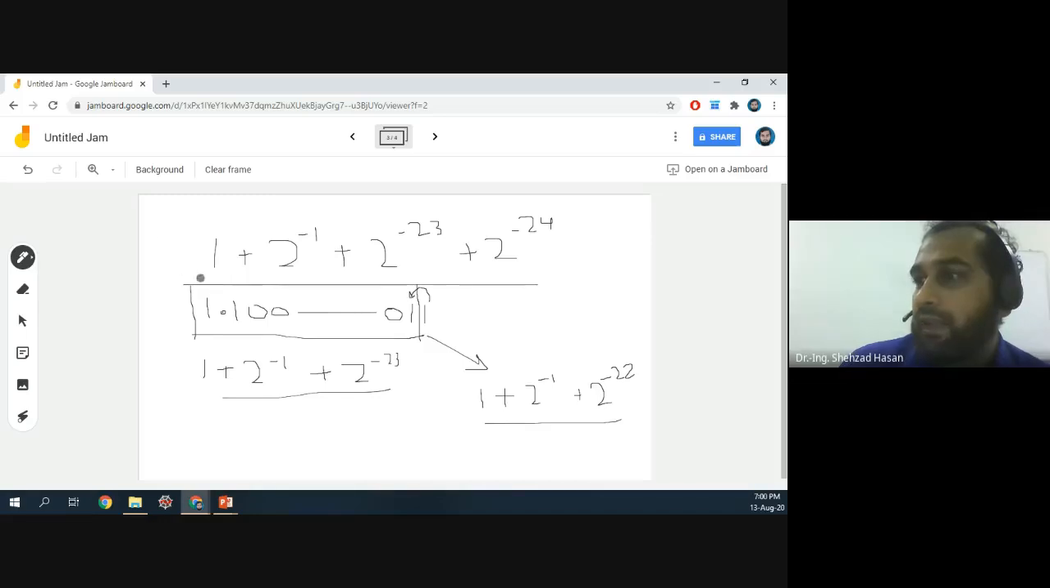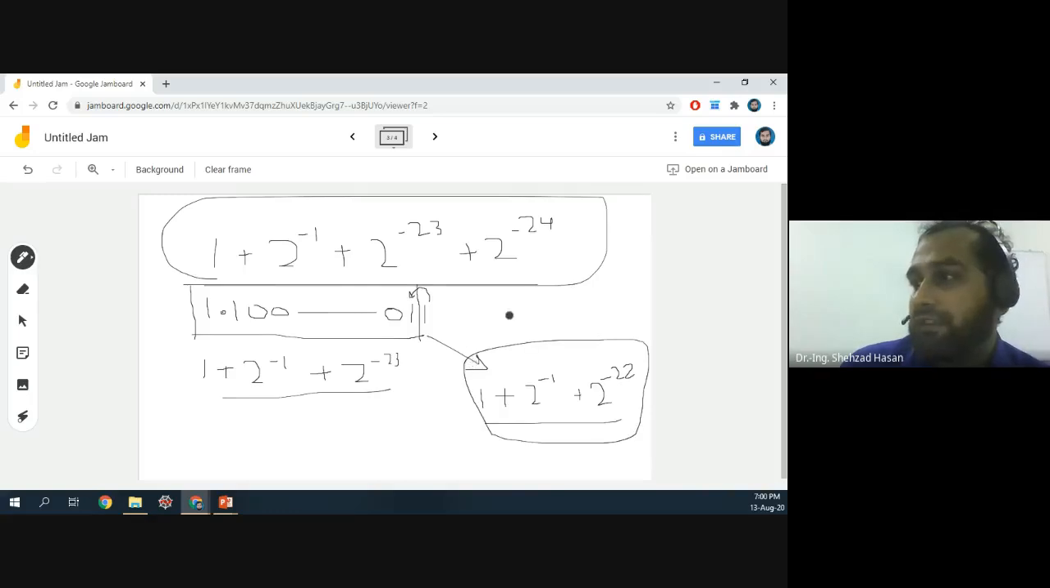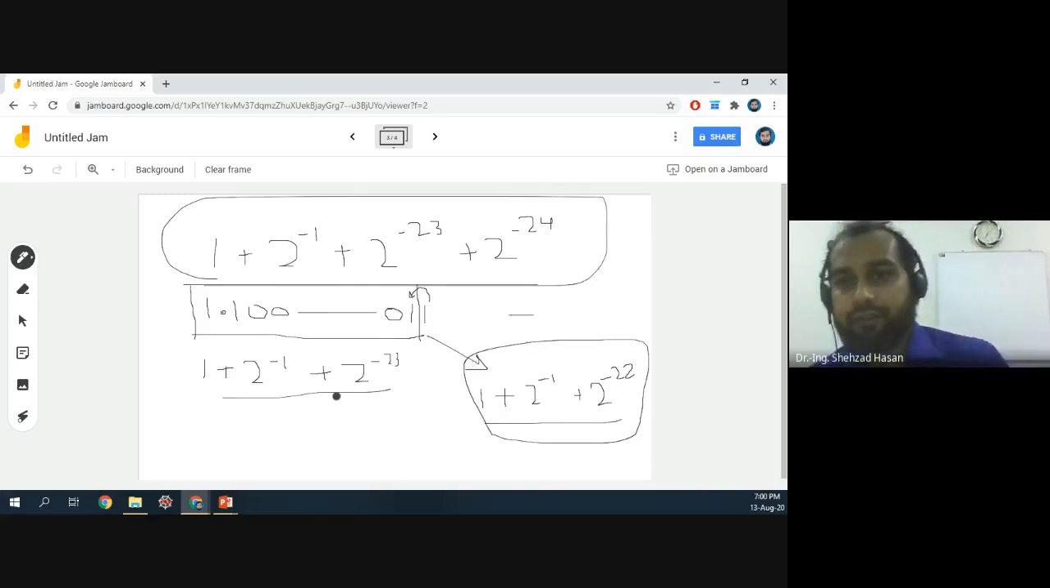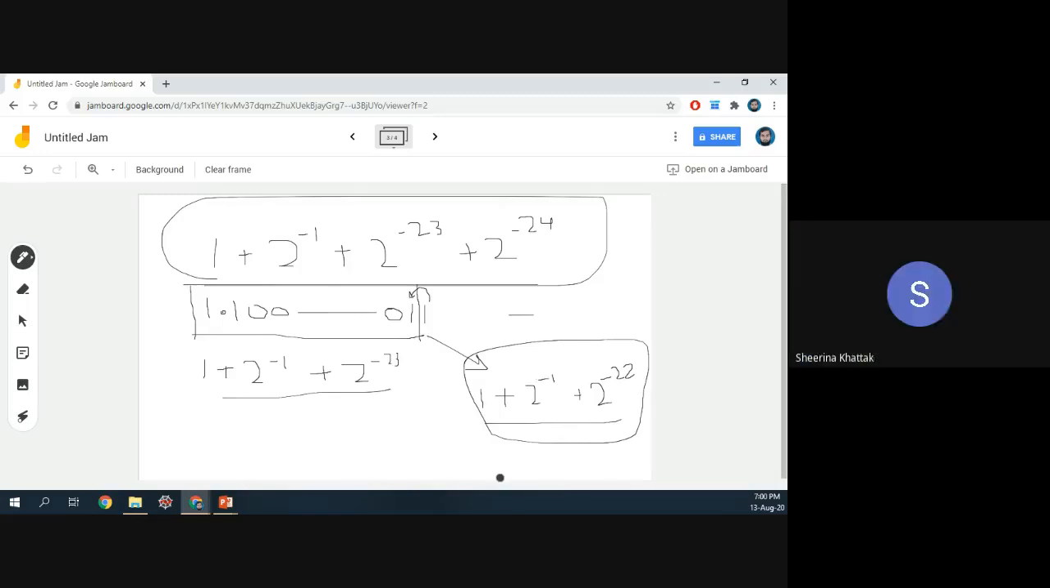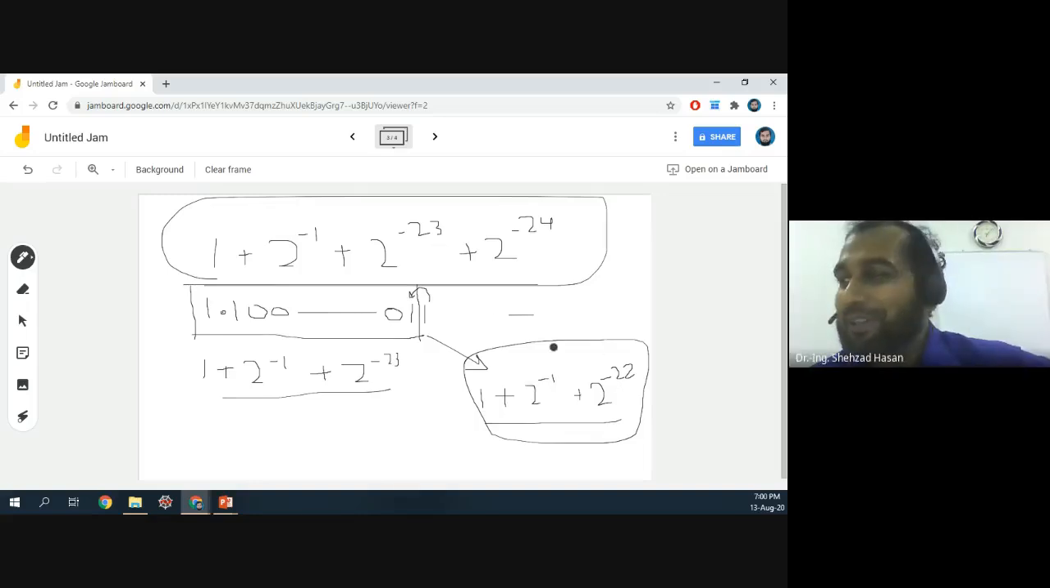So my question is, if we take the error for this and this, what would be the value? If I subtract this and this, the difference, what is the value? 2 raised to the power minus 24 and 22, both of them will be left. If I subtract this, this and this cancel out. So we are getting 2 to the power minus 23 plus 2 to the power minus 24 and 2 to the power minus 22. So what's the error? Come on, this is simple.